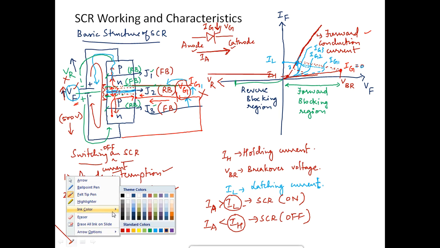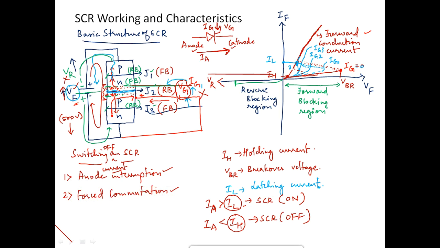If I further increase VR, the same avalanche breakdown happens, so that there will be a sudden surge in the reverse current. So this is similar to that of a normal diode, similar to diode characteristics. However, in the first quadrant the characteristics are completely different. So these are exclusively SCR characteristics.